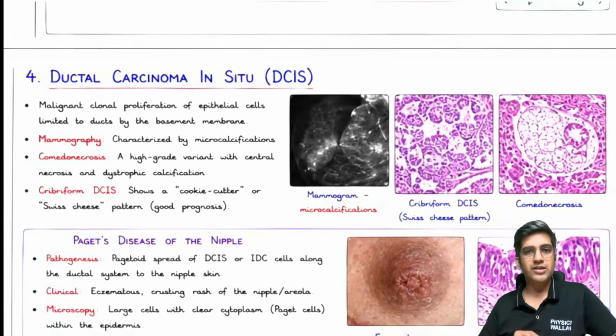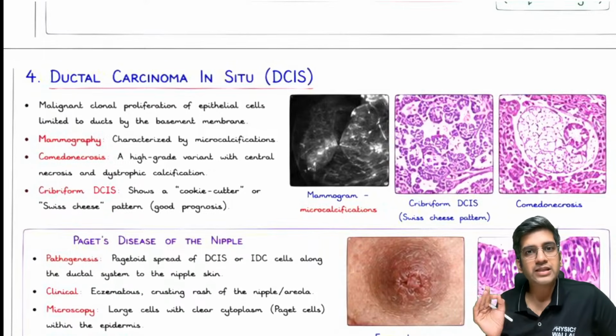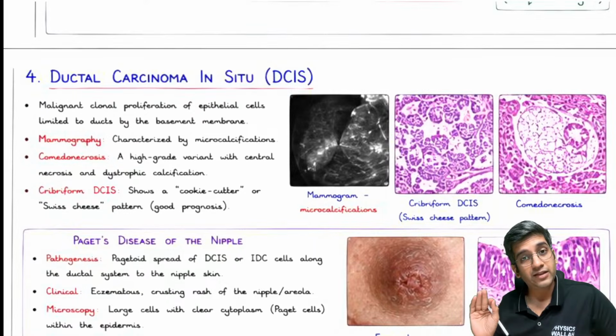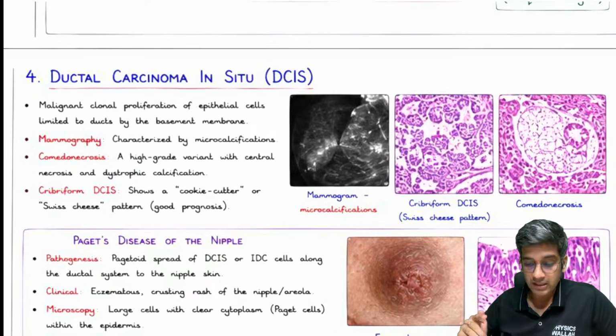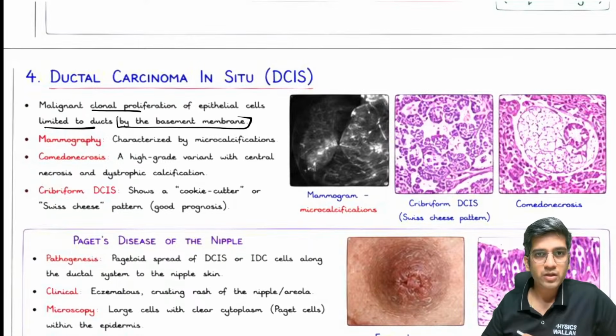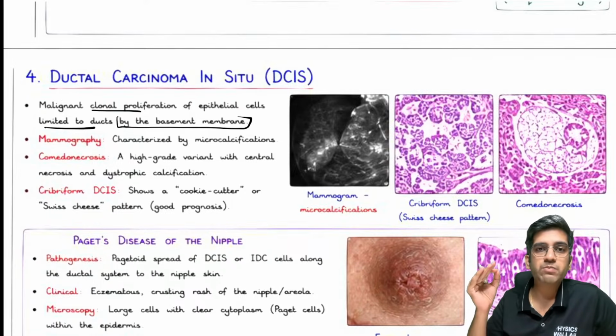So here's something called ductal carcinoma in situ. This is like a precursor to malignancy. This also can be detected and this also can be treated, right? So here, malignant clonal population, but they are limited to the ducts by the basement membrane, which means there is no basement membrane invasion. It's an in situ lesion like any other lesion.